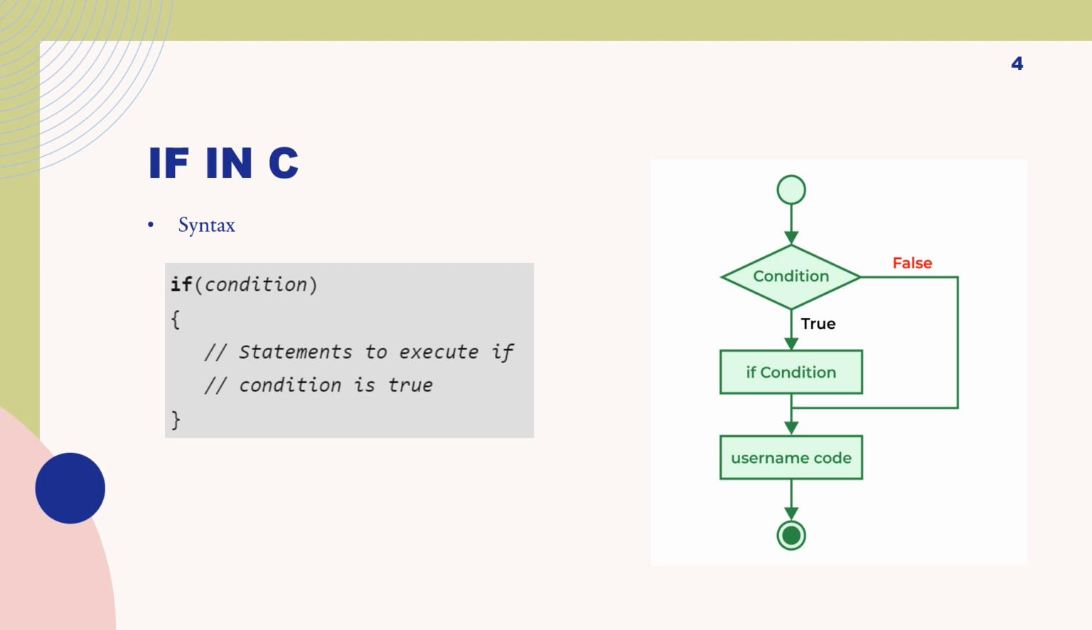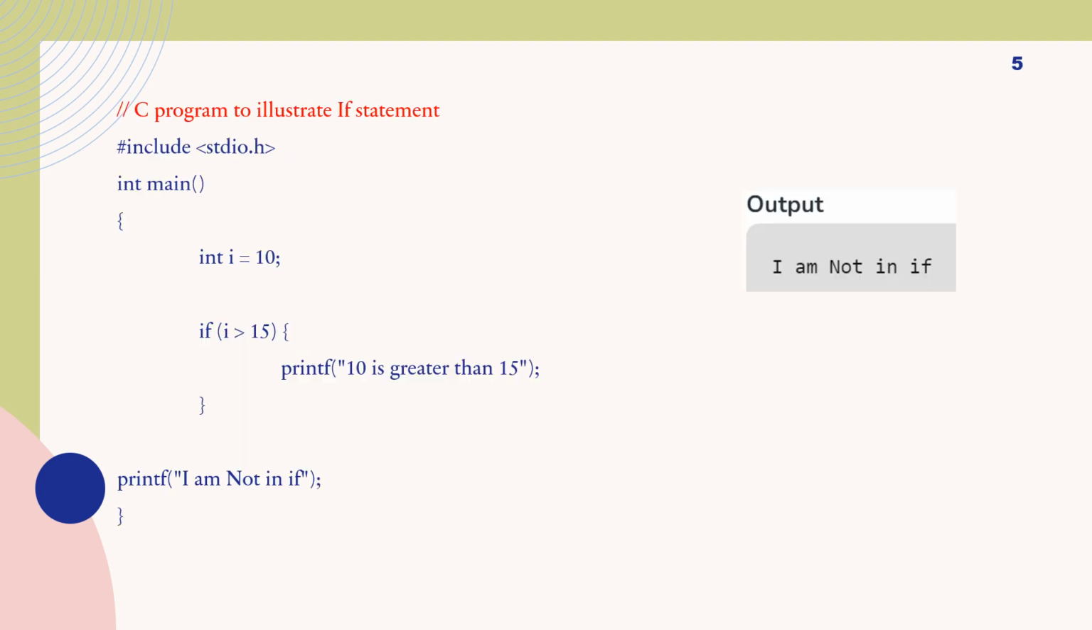So, coming to the first one, the if condition. The syntax of the if condition is: if the condition is true, the statements will be executed. We can see in the flowchart here, if the condition is true, the if body is executed; if false, it will come out of the if.